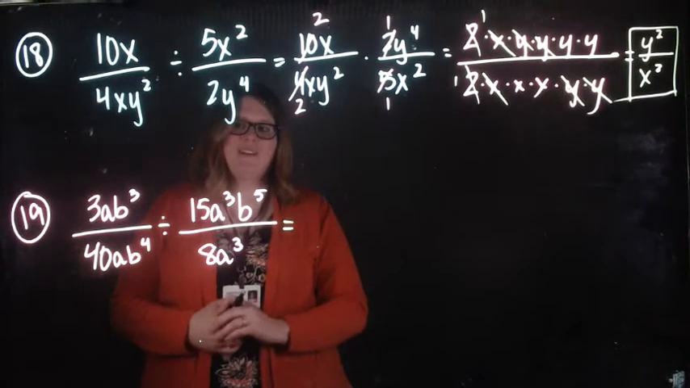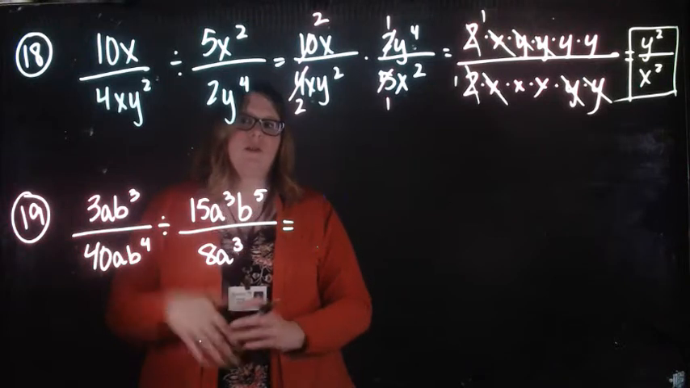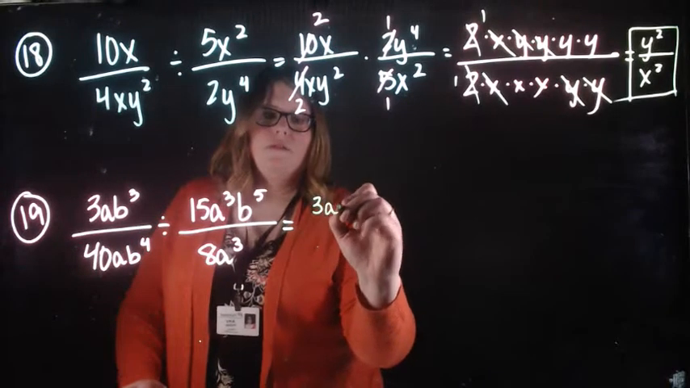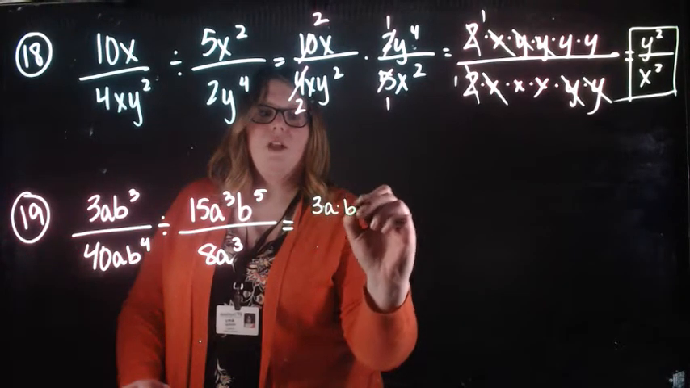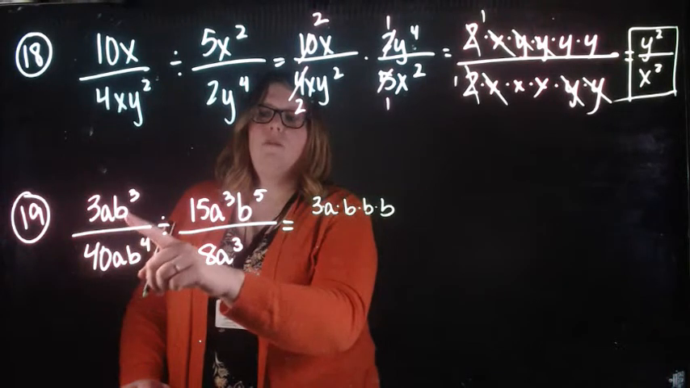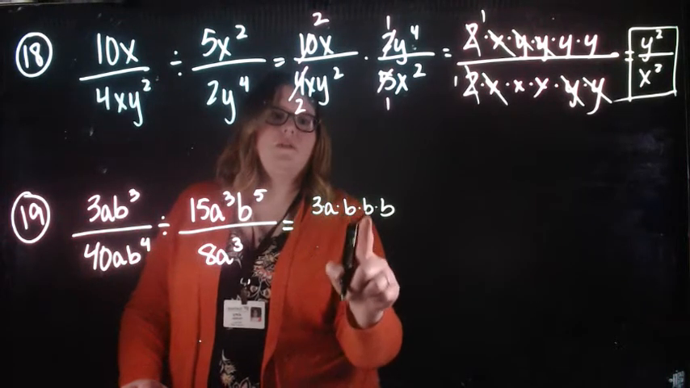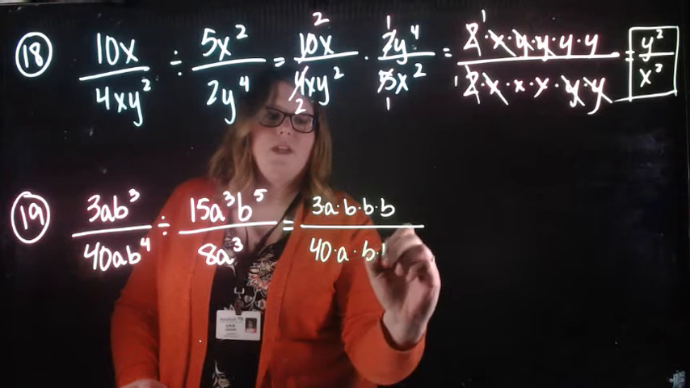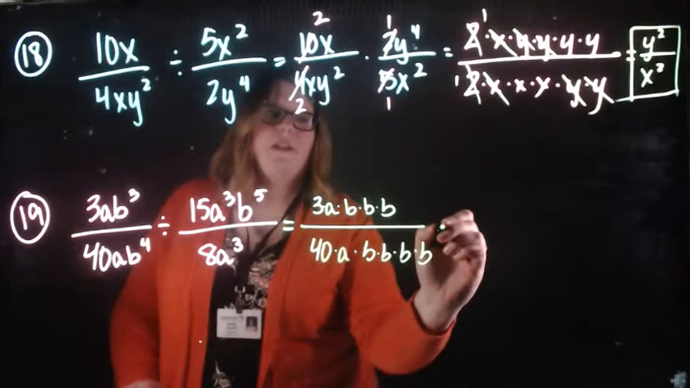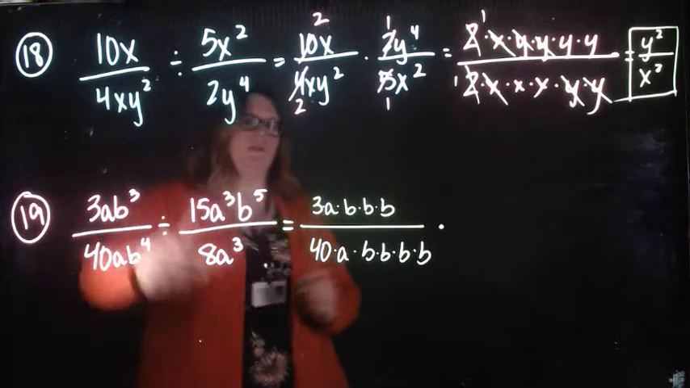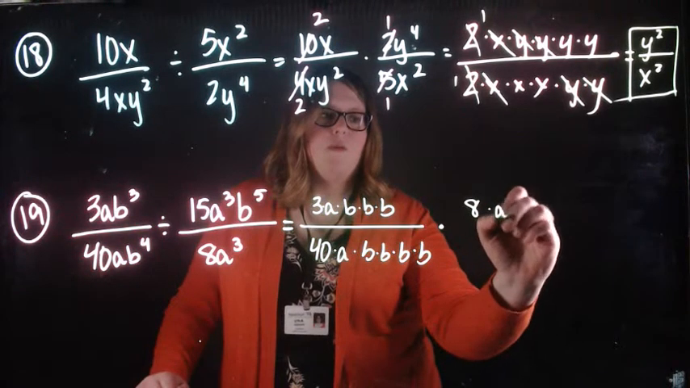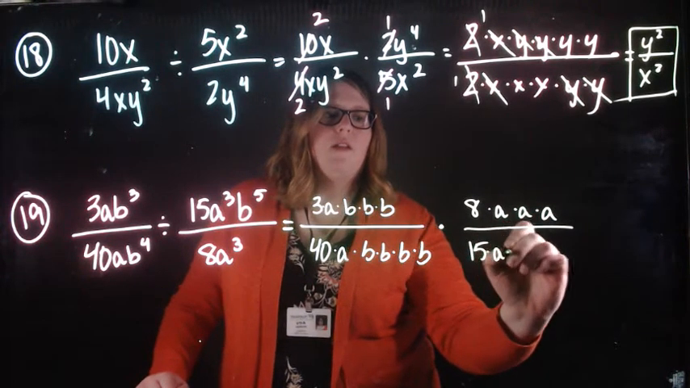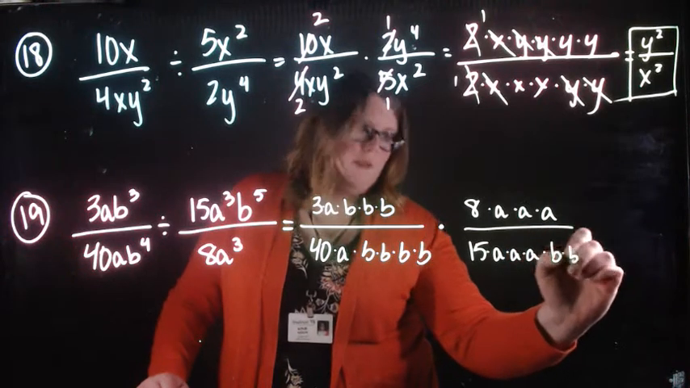All right, last one. So let's first start by rewriting this. We're going to keep our first rational expression and multiply by the reciprocal. I'm actually going to write it out longhand right away. So 3ab cubed is the same as 3 times a times b times b times b. Here I have 40 times a times b times b times b times b. Multiplied by the reciprocal, so I have 8a cubed, or 8 times a times a times a, over 15, with 3 a's being multiplied and 5 b's.